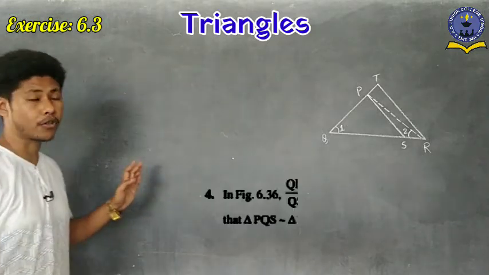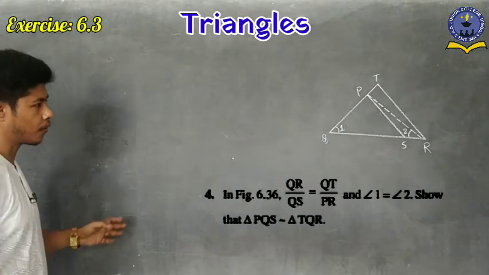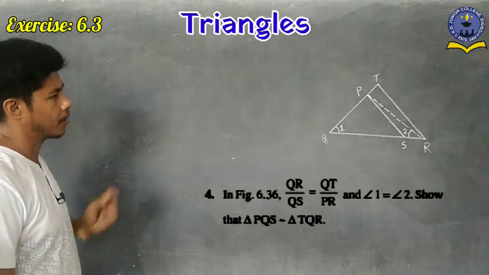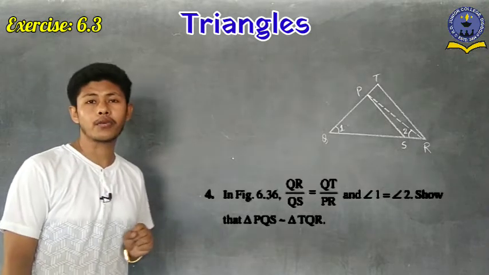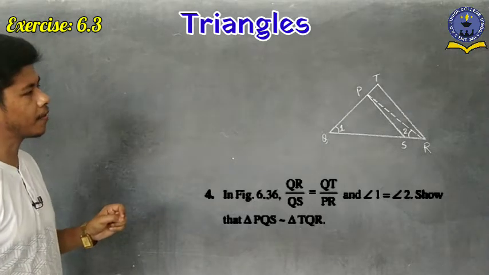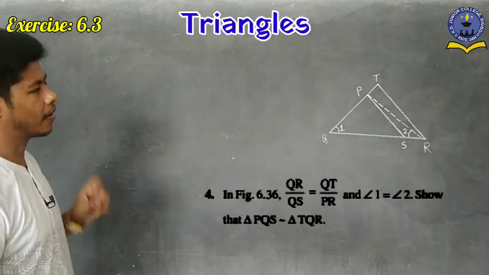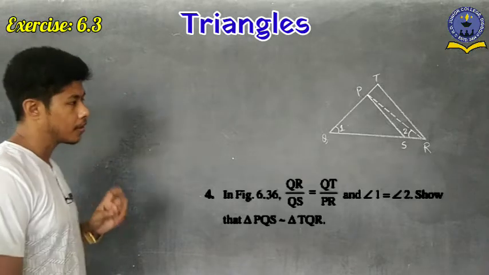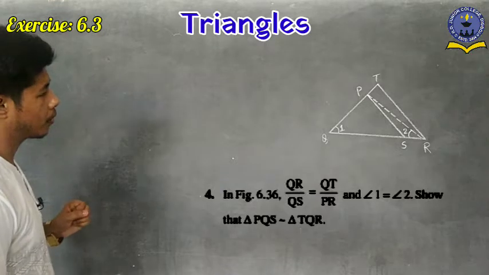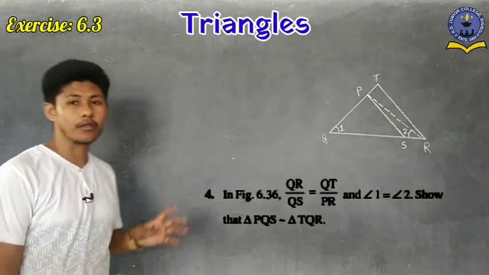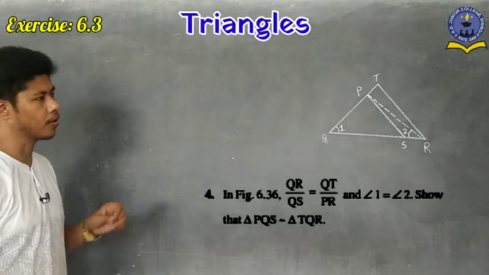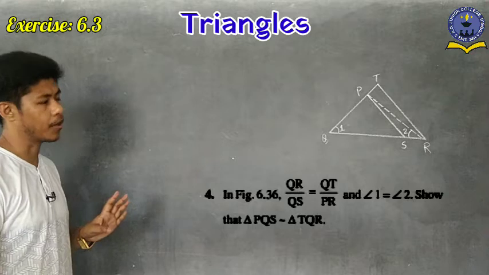question number 4. In this question, what do we need to prove? We need to prove triangle PQS is similar to triangle TQR. Some conditions are given. As you see in the figure, angle 1 is equal to angle 2, and one more condition is given, which is QR by QS equal to QT by PR. These two conditions are given. With the help of these two, we need to prove these two triangles, TQR and PQS, are similar.